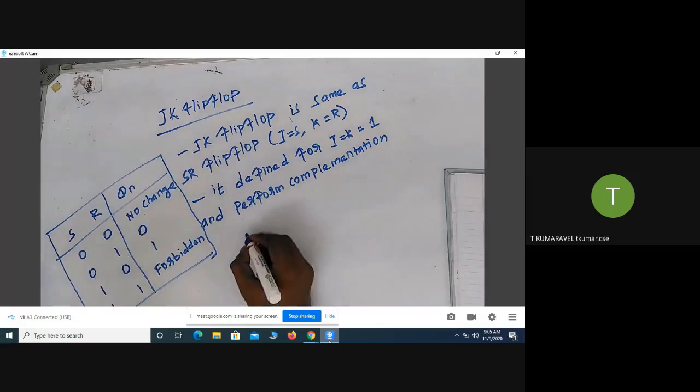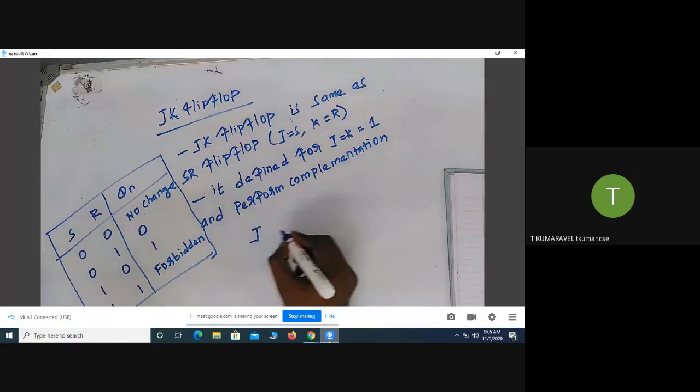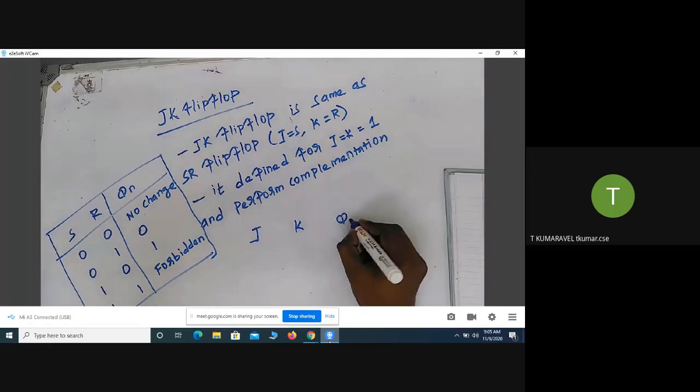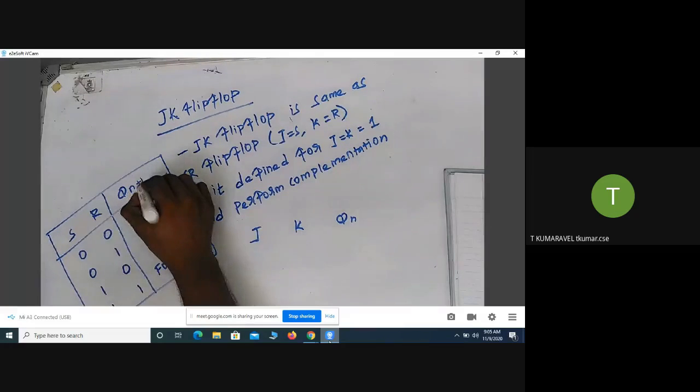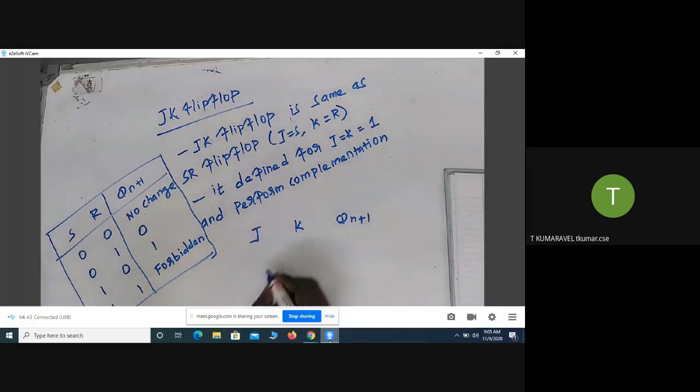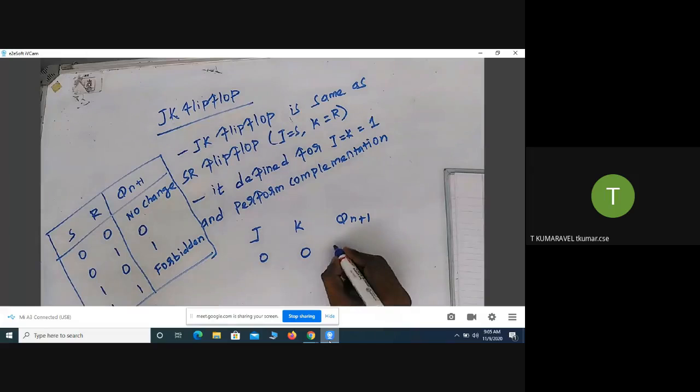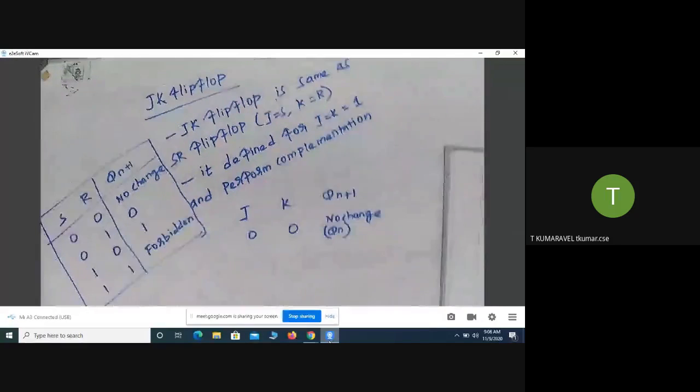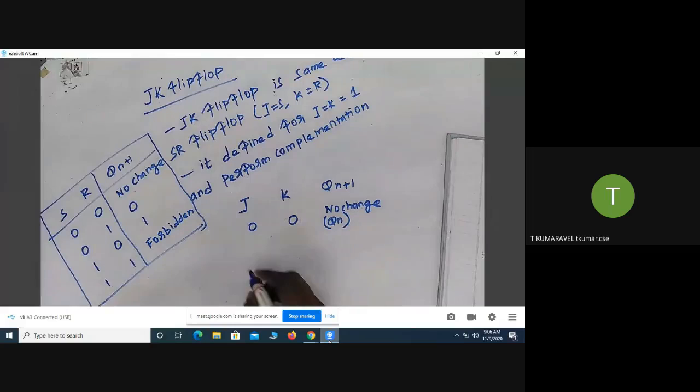Now I will talk about the truth table of the JK flip-flop. Already I said that the JK flip-flop is the same as the SR flip-flop. What about the SR flip-flop? For 0 0, what happens? It will retain the previous state. So instead of no change, I can write it like that. The previous state output can be retained. Instead of no change, I can write Q of n.